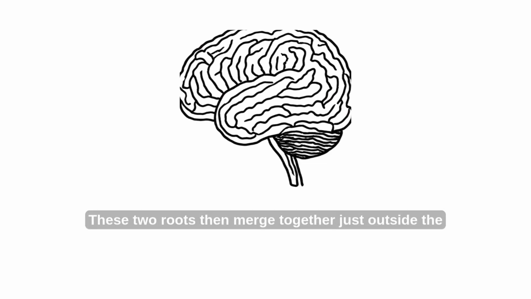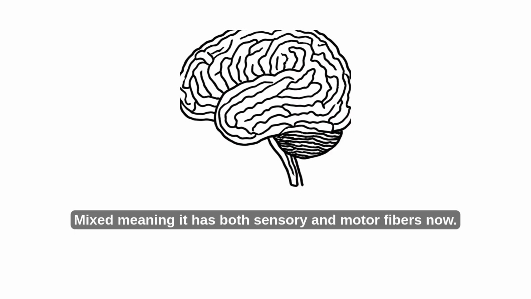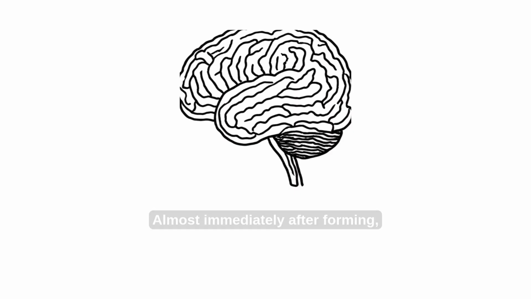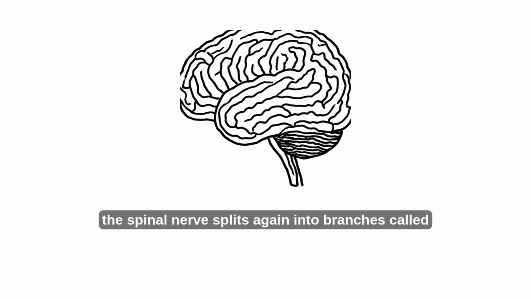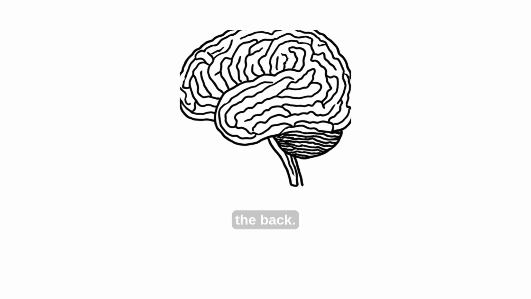Consistent design. These 2 roots then merge together just outside the spinal column to form the actual mixed spinal nerve. Mixed meaning it has both sensory and motor fibers now. Correct. But it's only mixed for a very short distance. Almost immediately after forming, the spinal nerve splits again into branches called rami. Okay, rami. What do they do? The smaller posterior ramus curves around to the back.